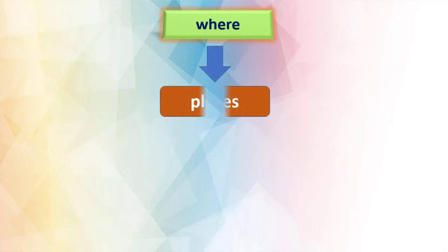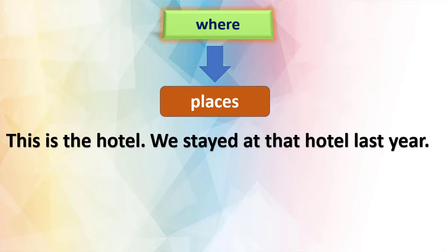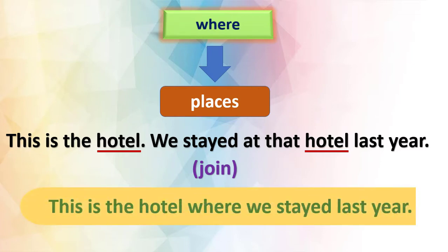Let's move to the third relative pronoun, which is the pronoun where. And where is used with places. Let's have a look at the following 2 sentences. This is the hotel. We stayed at that hotel last year. We want to join them. We will find that the word hotel is repeated in the second sentence, and the hotel is a place. So we will use the pronoun where. The answer is: this is the hotel, where we stayed last year.